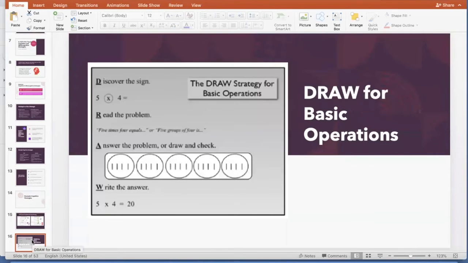The DRAW strategy for basic operations is: discover the sign, so figure out what type of problem I'm solving, what operation; read the problem; answer the problem or draw and check; and write the answer. Again, a really simple strategy that spans all the basic operations.